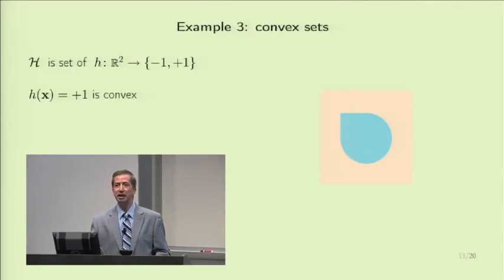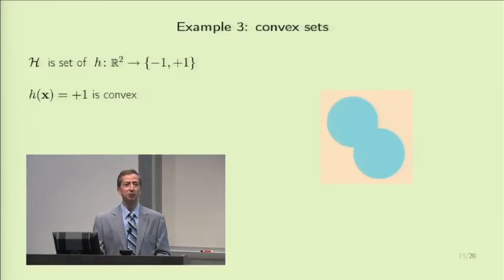Now you can see that there is an enormous variety of convex sets that qualify as hypotheses, but there are some which don't qualify. For example, this one is not convex because of this point. Here's the line segment, and it went out of the region, so that's not convex. So understand what the hypothesis set is. Now we come to the task. What is the growth function for this hypothesis set?